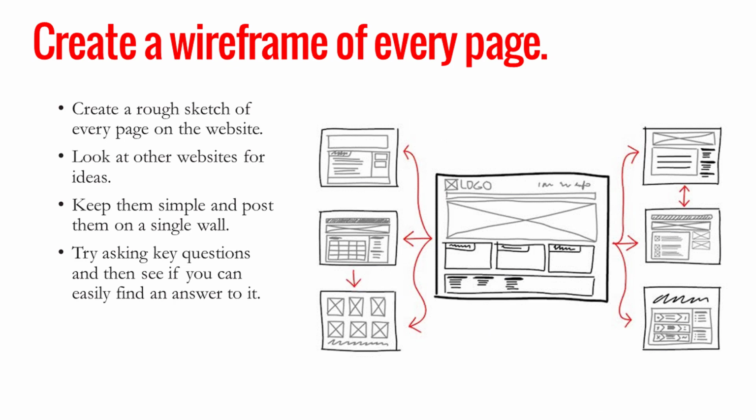The next thing that you want to do is create a rough sketch of every page on your website. So look at other websites for ideas and then post them up on a single wall. You may want to have a wall in your church, kind of like the planning room for your website. You put your sitemap up there and then sketch every single page and what it's going to look like. And then take pieces of string and show, okay, if I click here, then it goes to this page. Or if I click here, it goes to that page.